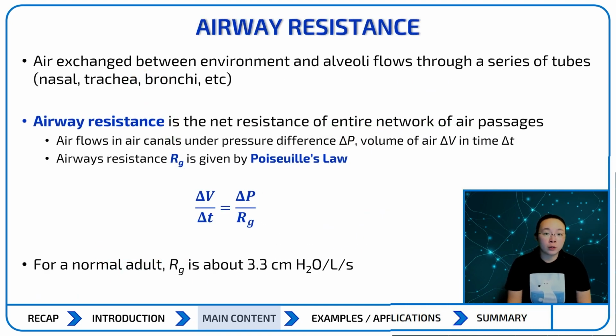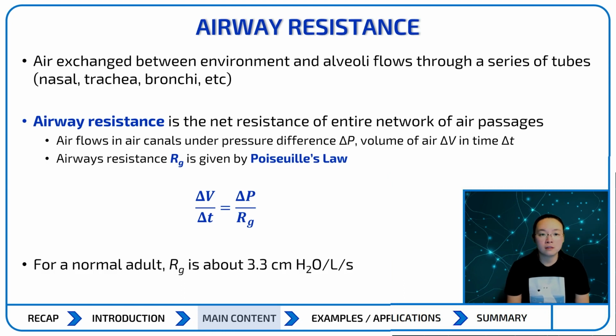Now, back with fluid flow, we did talk about resistance to flow. In this case, there also is resistance, so we have to talk about airway resistance. Because air is exchanged between the environment and the alveoli, it's going to flow through a series of tubes. The tubes are the nasal tract, trachea, bronchi, etc. Your airway resistance is going to be the net resistance of your entire network of passages, just because it's so open. So that's one assumption that we can make.